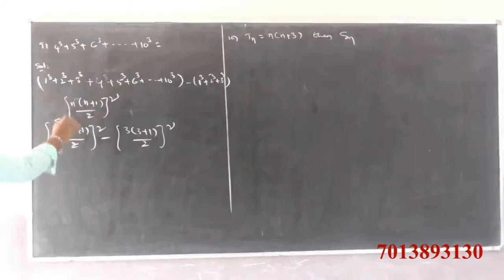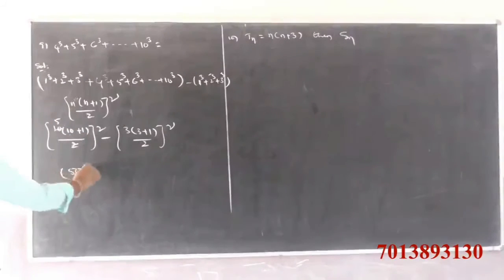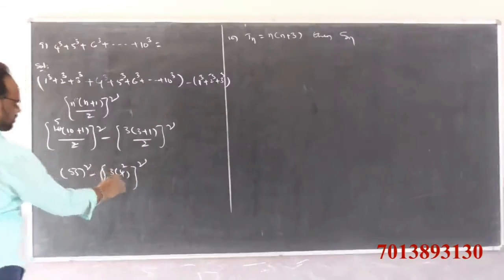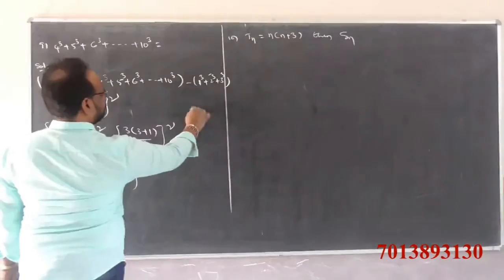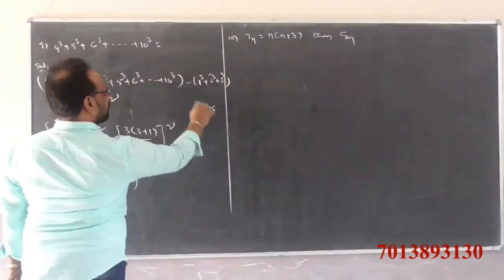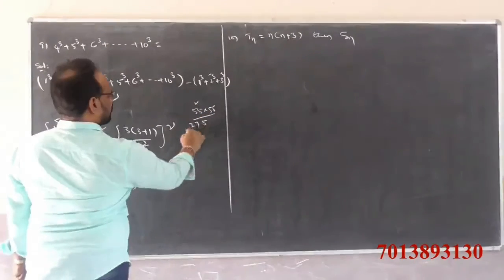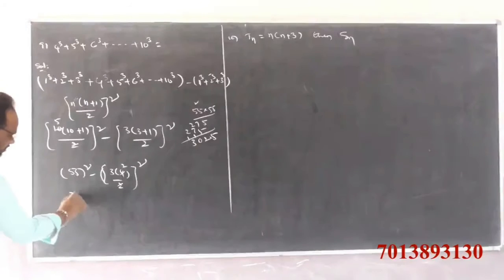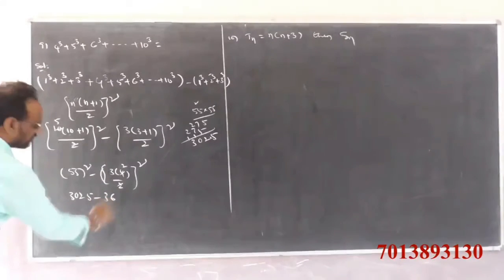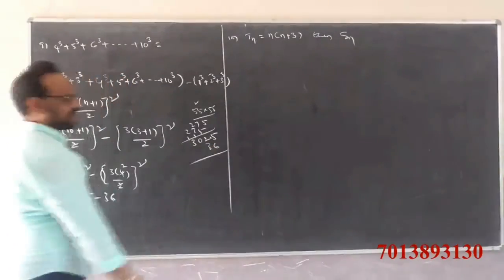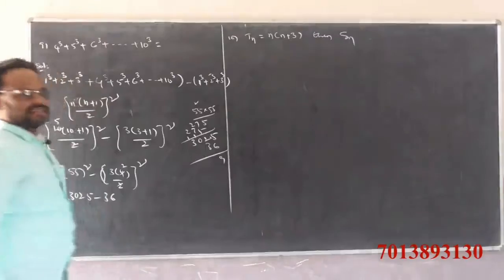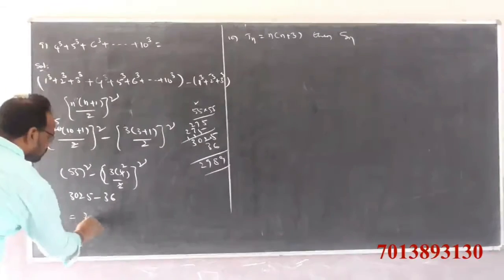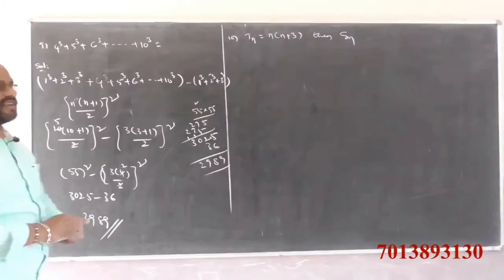10 into 11 by 2, 2 fives are 10, so 55 whole square, minus 3 into 4 by 2, 2 twos are 6, whole square. 55 into 55: 5 fives are 25, again 5 fives are 25, goes 75... so 3025. 3025 minus 6 square is nothing but 36. So 3025 minus 36 is 2989. 2989 is the answer.